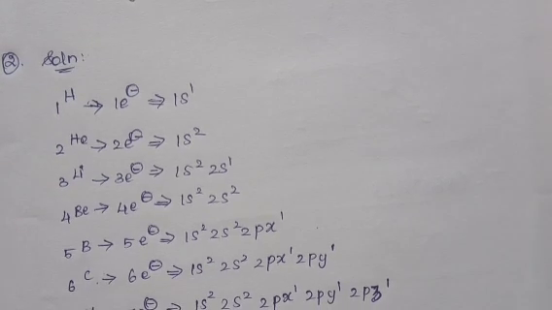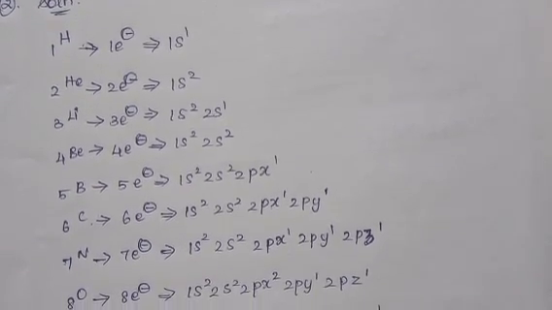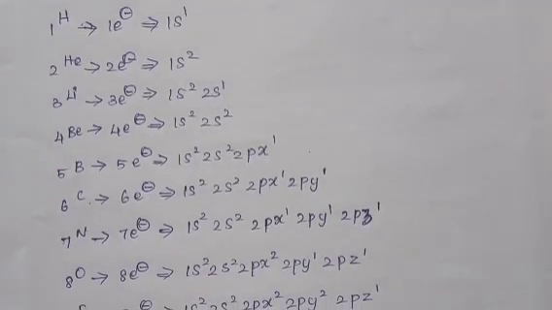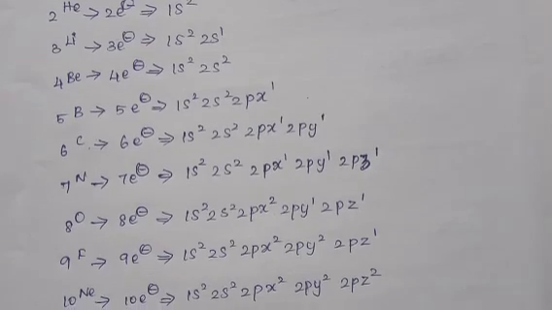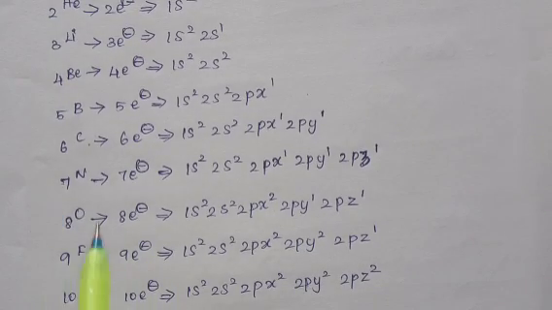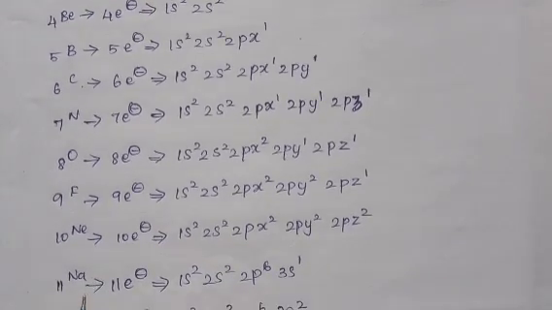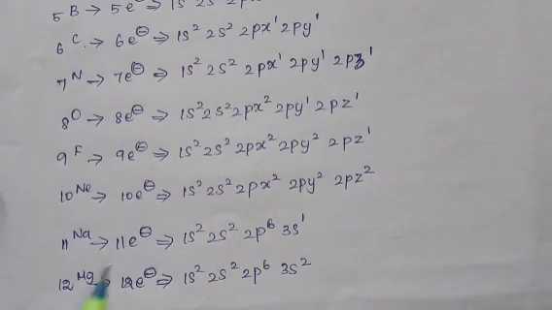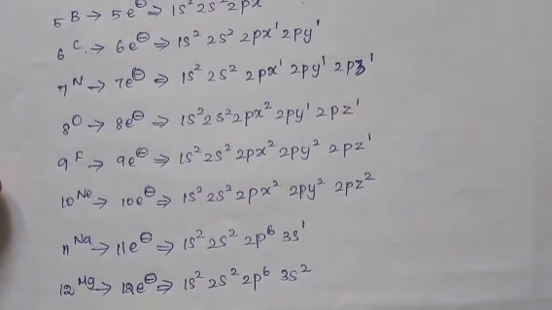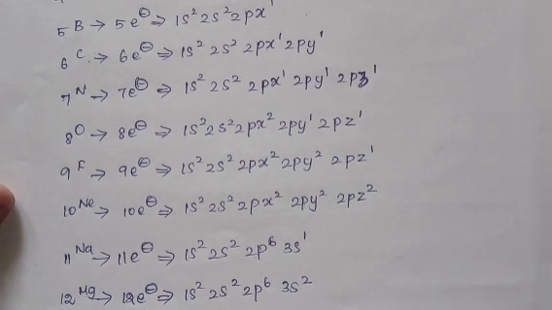Hydrogen, helium, lithium, beryllium, boron, carbon, nitrogen, oxygen, fluorine, neon. Next, Na, sodium, magnesium. So these are the electronic configurations for these first 12. Next, the balance I will show you.